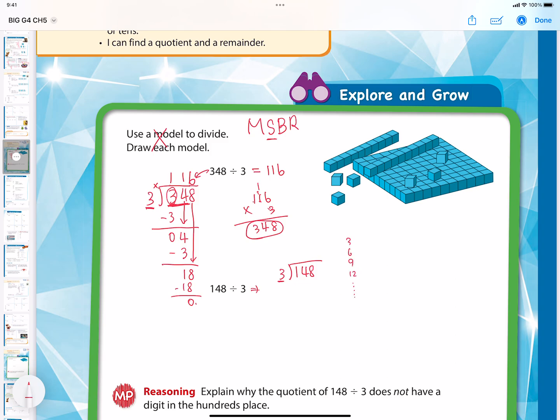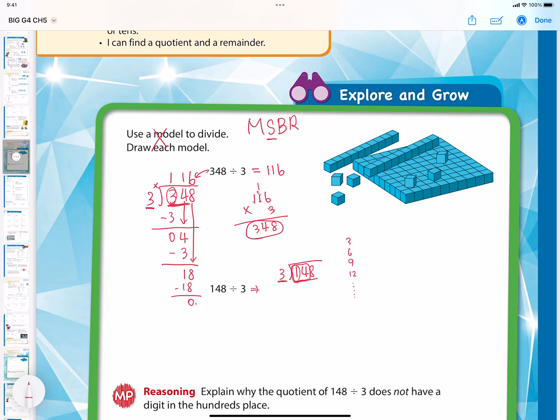You can continue until you find the closest multiple to the first digit or first two digits. Usually when the dividend looks like this, the first digit is only 1, and the divisor is 3, so this divisor cannot fit into this first digit, and you need to work on these two digits.